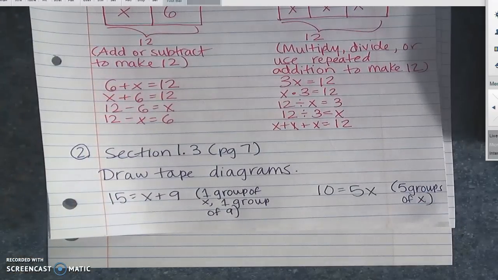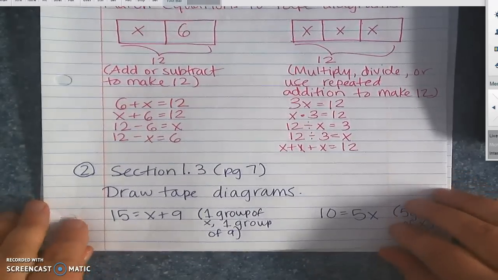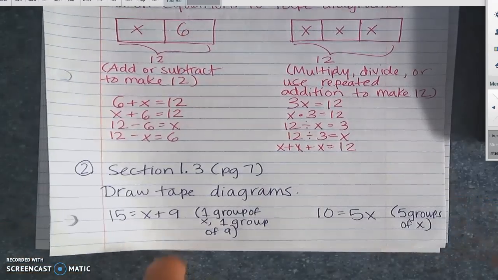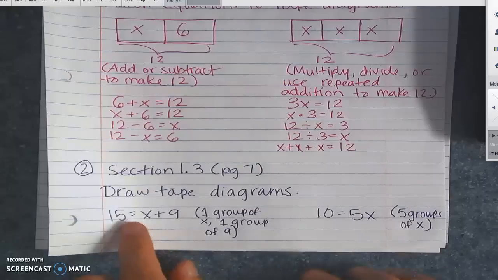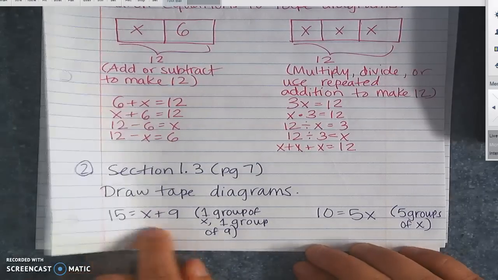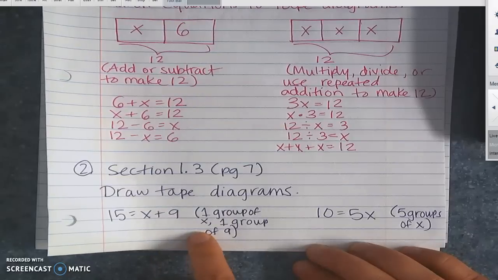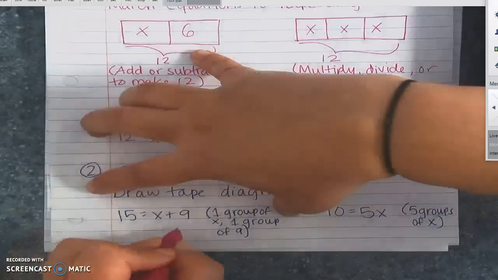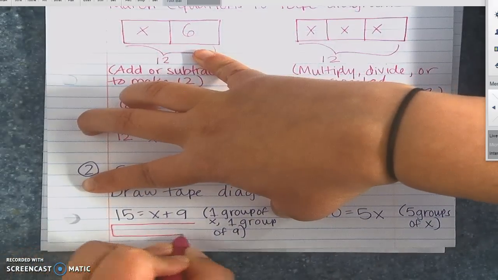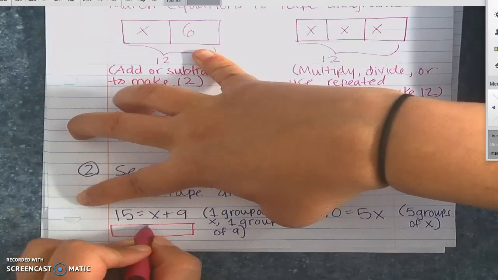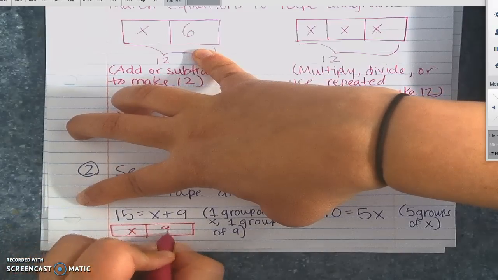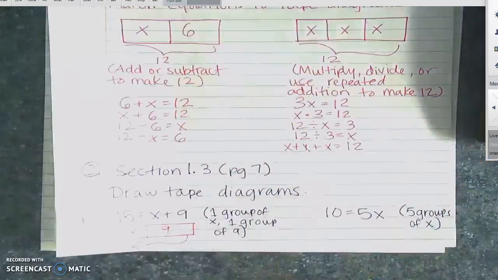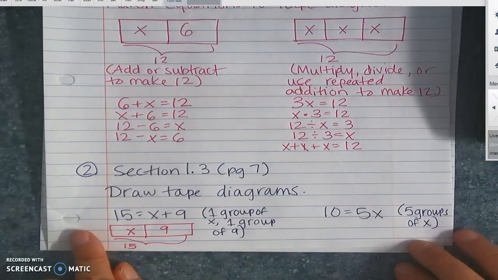The next part is drawing tape diagrams. This comes from section 1.3, which is on page 7. So we need to draw a tape diagram for 15 equals x plus 9. So this is telling me I have one group of x, one group of 9. In total, it's going to make 15. So I need to draw my rectangle. My smaller part should be x, my bigger part should be 9, and then I need to draw that bracket showing that total it's 15. So there's my group of 9, group of x, total it's 15.